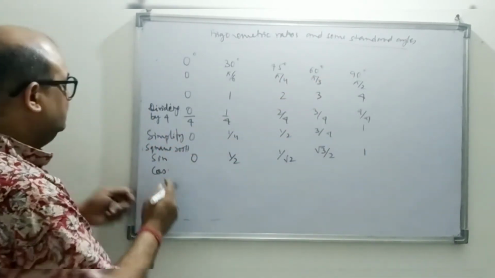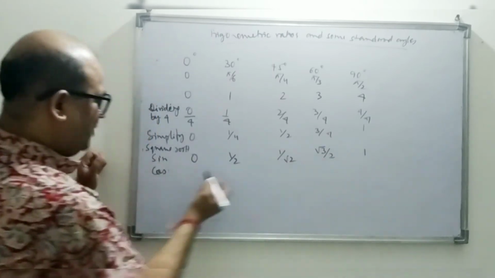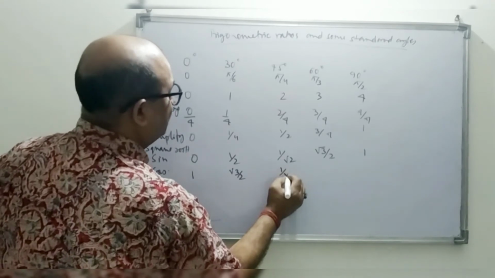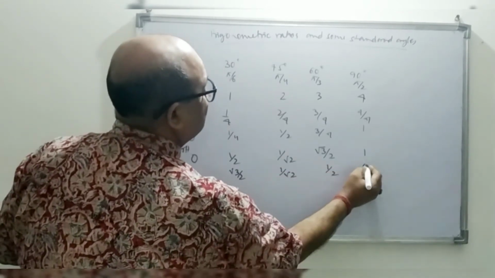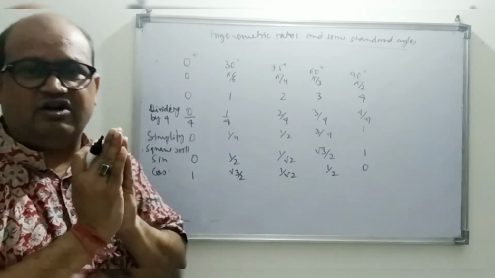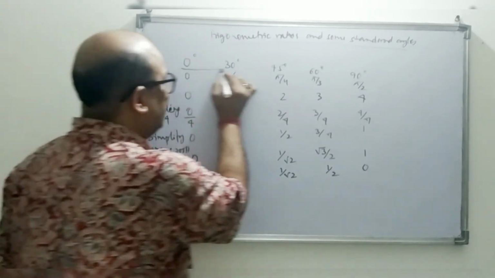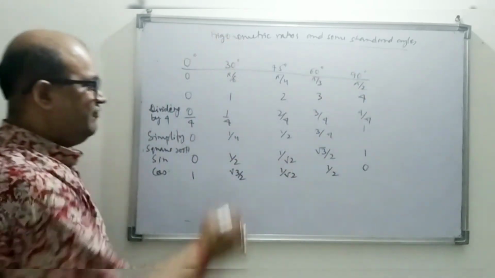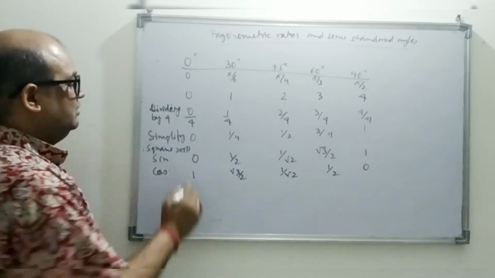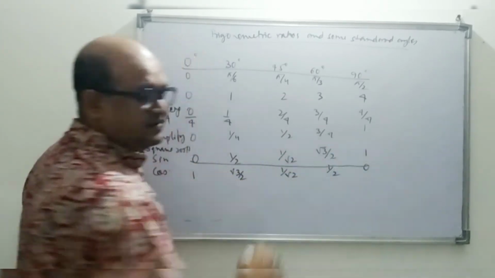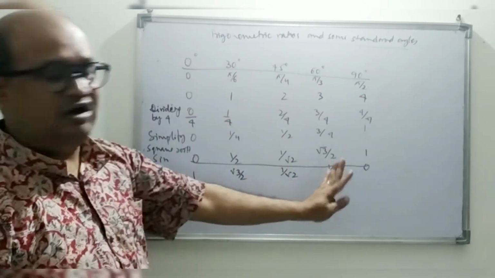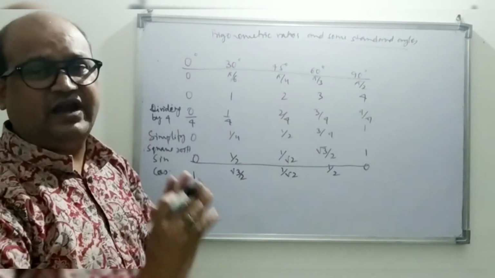Now cos. For cos, you start from the other side: 1, root 3 by 2, 1 by root 2, 1 by 2 and 0. So you got sine. If you know sine, you can find out the other values. What you have to remember is these angles. If you can calculate, you can do it. If you cannot calculate, then remember it. And vice versa, if you are not able to remember, then calculate it. If you know the standard angle values of sine, you can find out any other.